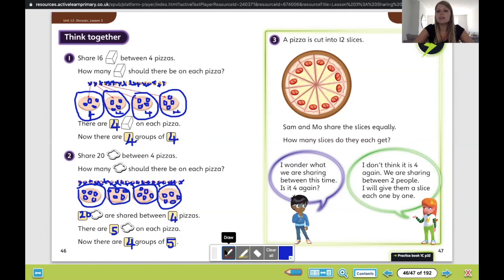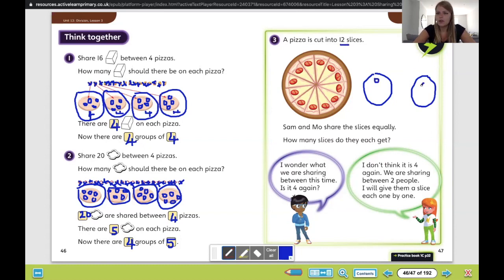Yes, we're sharing between 2 because there's only 2 children, Sam and Mo. So I'm going to draw, that's Sam and that's Mo. That's group number 1 and group number 2. So I need to share them equally. So how many slices of pizza are there? There are 12. Let's begin.